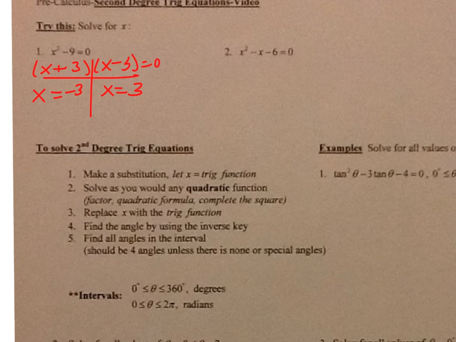All right, let's take a look at 2. We have x squared minus x minus 6 equals 0. So you can solve this. You can use quadratic formula. You can factor, if it's factorable, or complete the square. All right, so I'm going to factor.